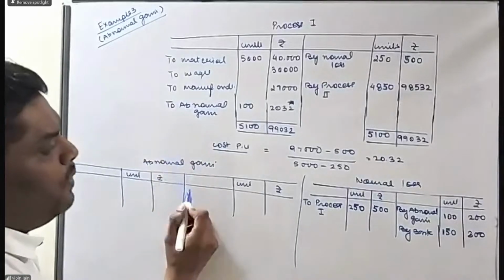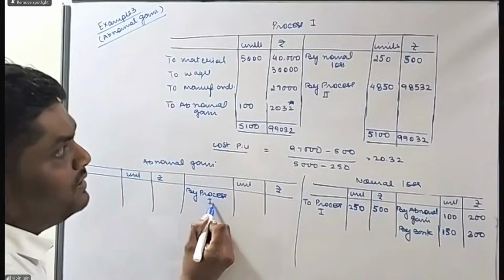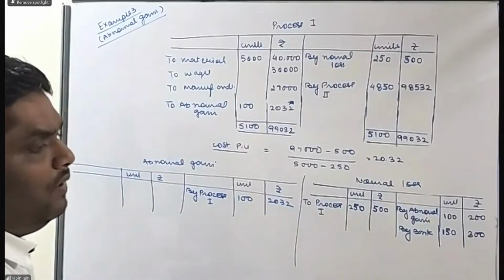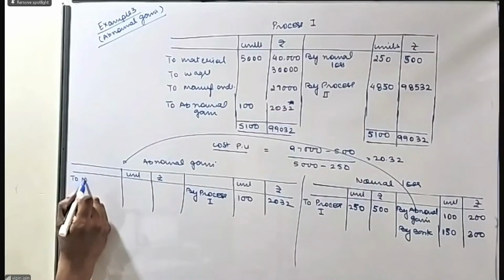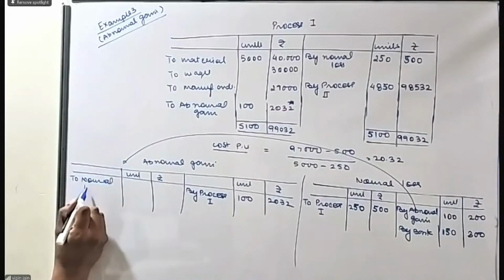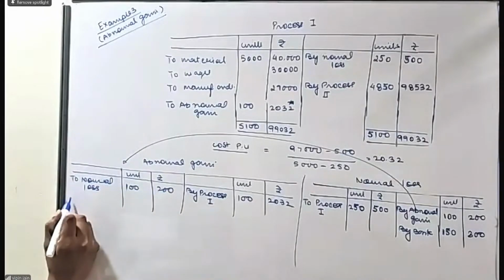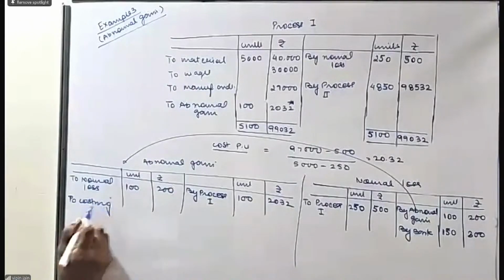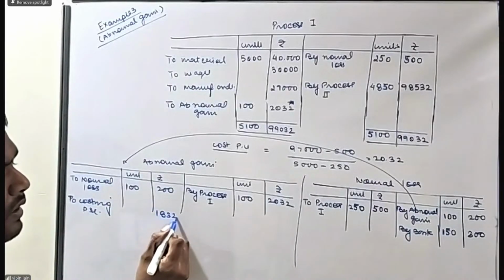So when talking about abnormal gain by process, first it is 100 units, 2032. Now this will go here. To normal loss, 100 and 200. So the balance amount that is to be transferred to costing P&L as profit is 1832.